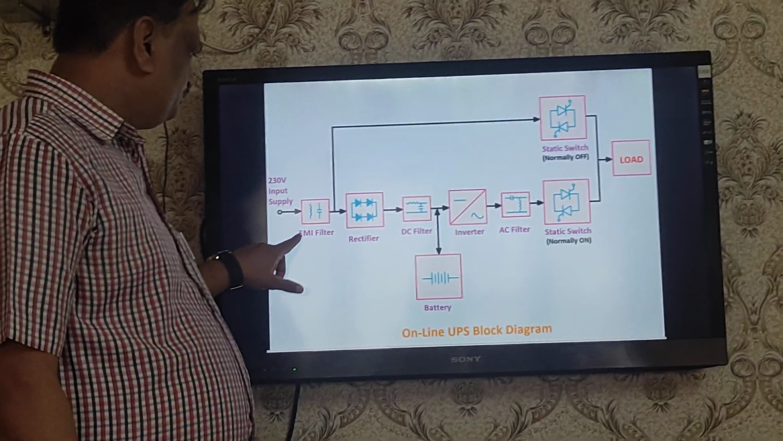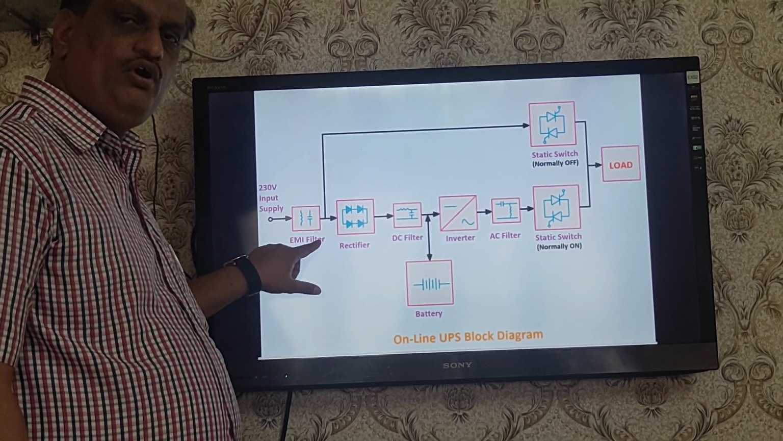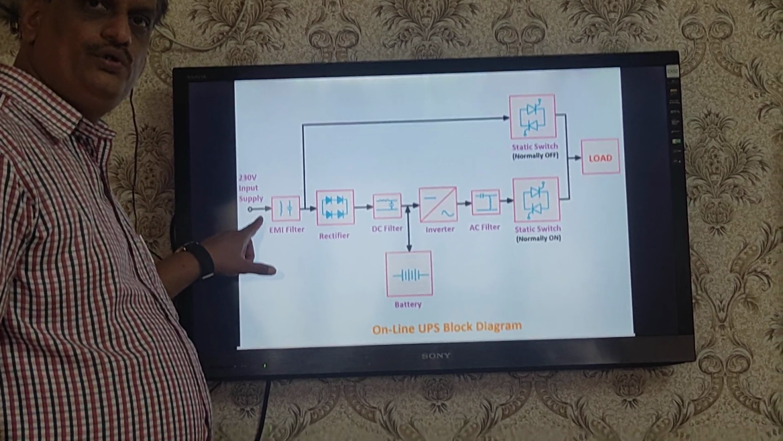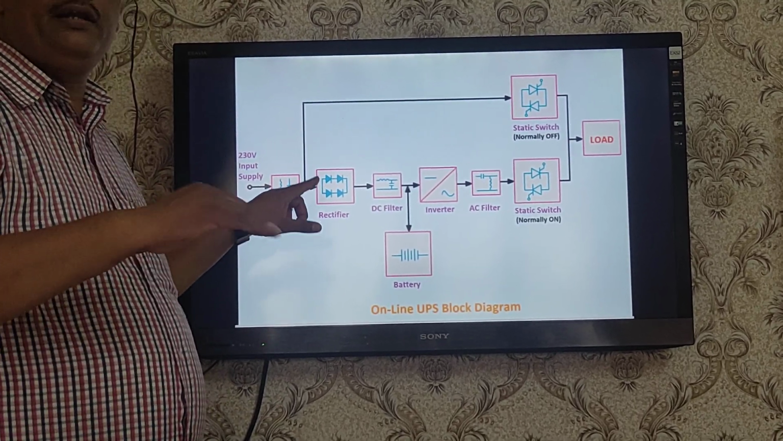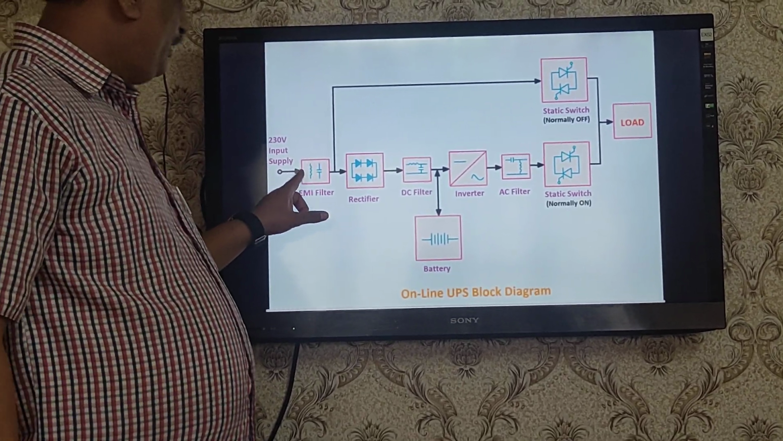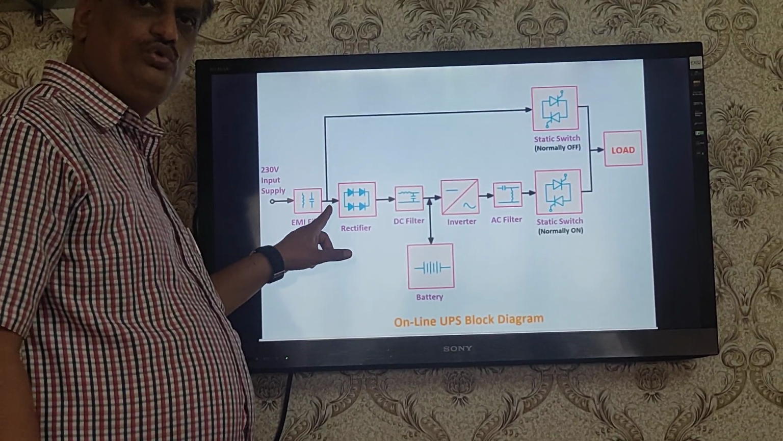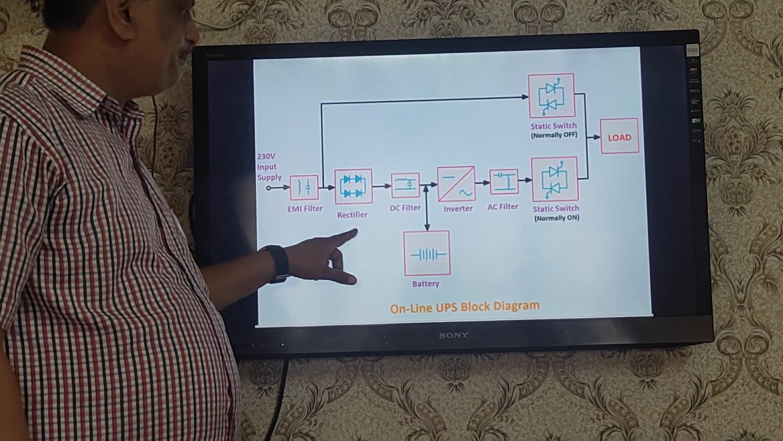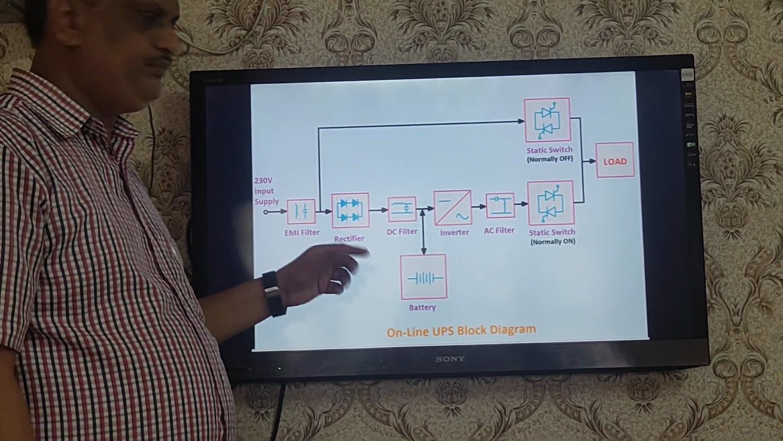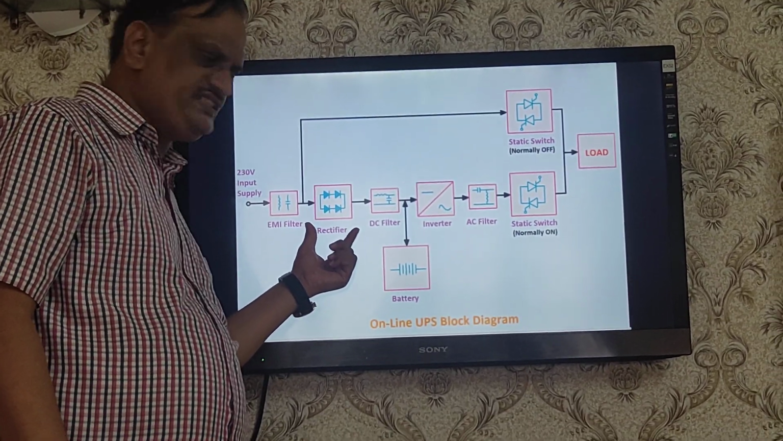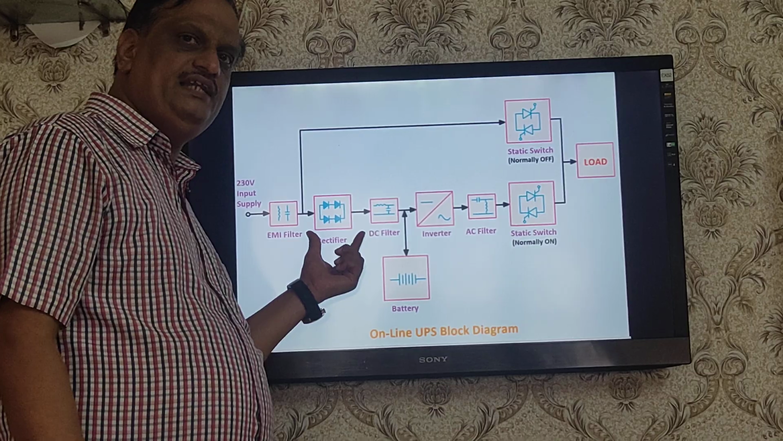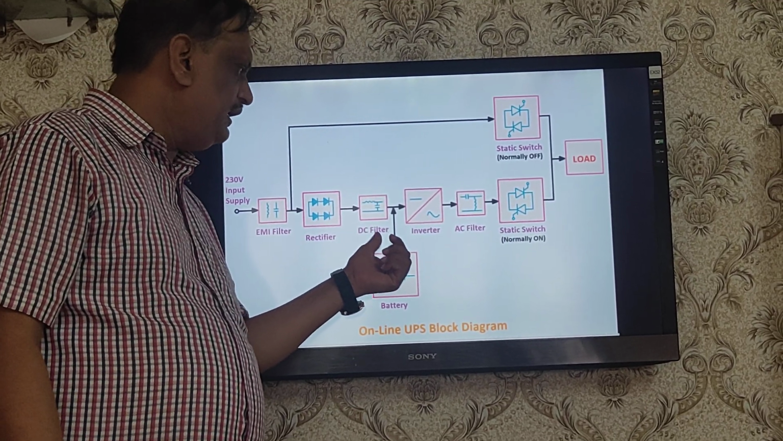Now, what is the EMI filter? The electromagnetic interference signals present in the 230 volt input AC voltage are removed at this stage. This filter removes the EMI signals. The pure 230 volt input AC signal is then applied to the bridge rectifier. Here the AC signal is converted into the DC signal, that is, conversion of AC to DC takes place at this stage. Once the AC signal is rectified into DC, it is fed to the DC filter.